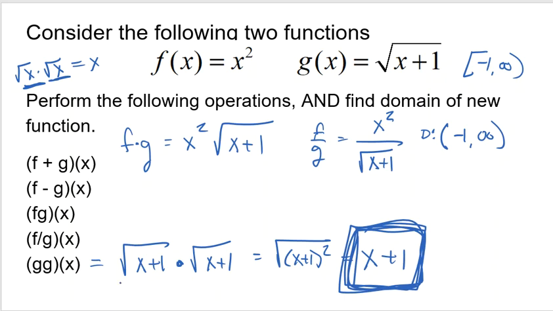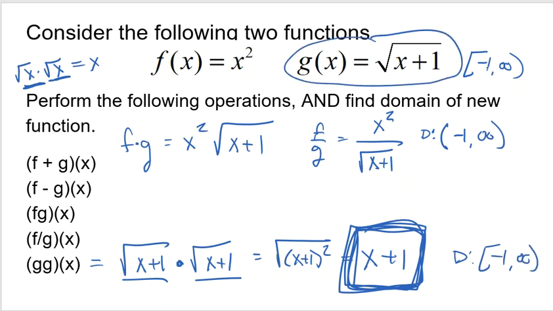But because it was built from two functions, g and g, that do have a domain issue, even though this new function is simply x plus 1, the domain is still -1 to infinity because the original function g had that domain. So even though this new function is obviously different looking, it still was built from g. All right, so that is how you add, subtract, multiply, divide with functions. Again, as long as you follow the ground rules, you really can't mess up.